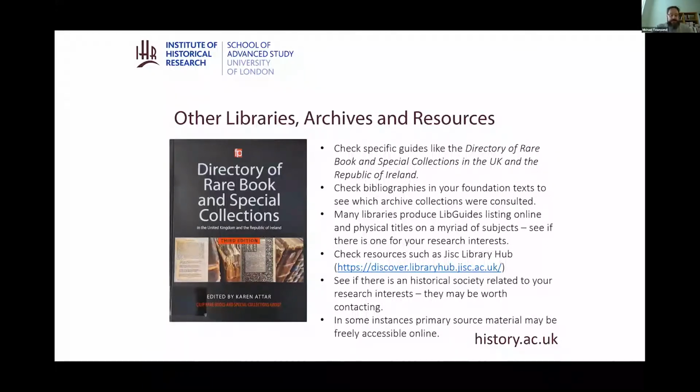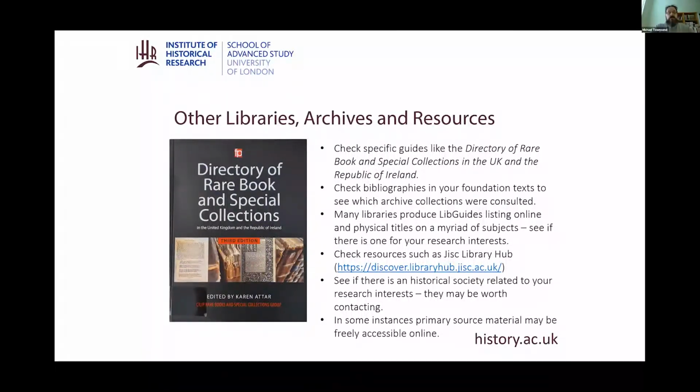This naturally leads to the need to locate additional libraries, archives and resources. There are certain specific guides which may prove useful, such as the Directory of Rare Books and Special Collections in the UK and Ireland, shown here. And as already mentioned, the foundation bibliographies I collected gave me clues to relevant archives in their holdings.